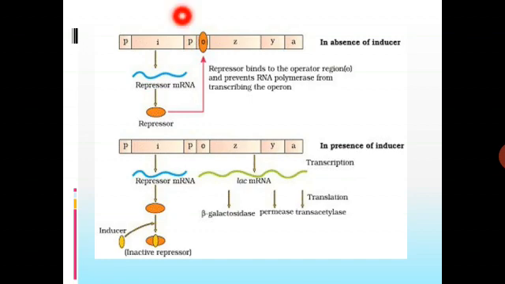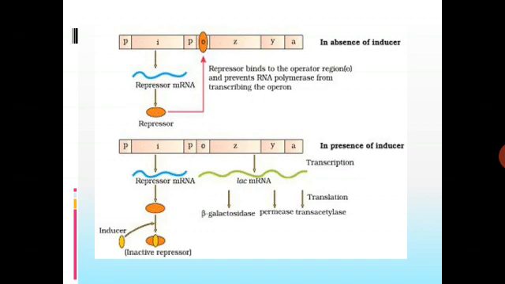So here you just see the regulator gene in the absence of the inducer. It will produce mRNA, and mRNA in turn produces repressor protein. This repressor protein will bind to the operator and block it, that is, it results in the inactivation of the structural genes, because of which transcription is not occurring and protein synthesis is stopped. So this mechanism is called the switch off mechanism.